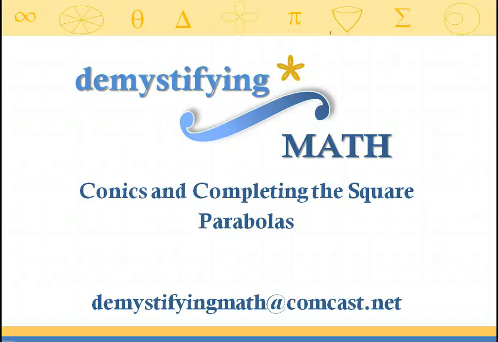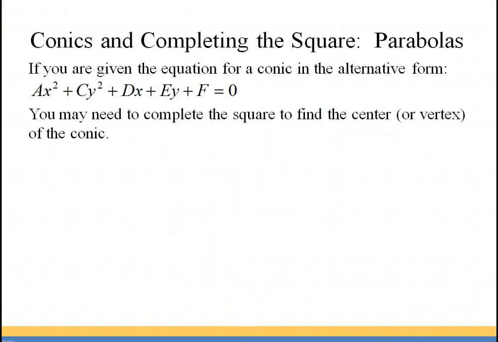Welcome to Demystifying Math. In this lesson, we're going to discuss a parabola in conic form, and we're going to use the completing the square method to find the vertex of the parabola. Sometimes you're given an equation for a conic in the alternative form, where you have ax squared plus cy squared plus dx plus ey plus f equal to 0. What you're going to need to do is complete the square to find the center of the conic, or the vertex in this case of the conic.